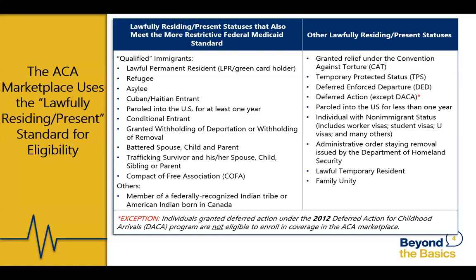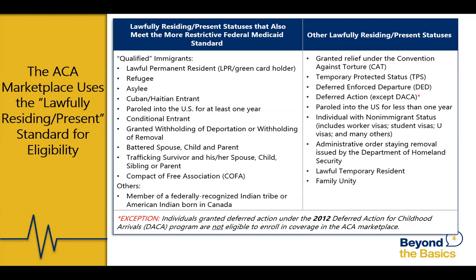Certain battered immigrants, as well as their children or parents, depending upon their particular status, and then survivors of trafficking, as well as their family members, and people who are migrants under the Compact of Free Association, which is an agreement that we have with certain Pacific Island nations. Members of federally recognized Indian tribes and American Indians born in Canada are also considered eligible immigrants for purposes of the Affordable Care Act.